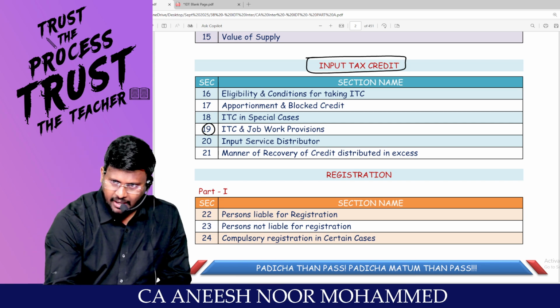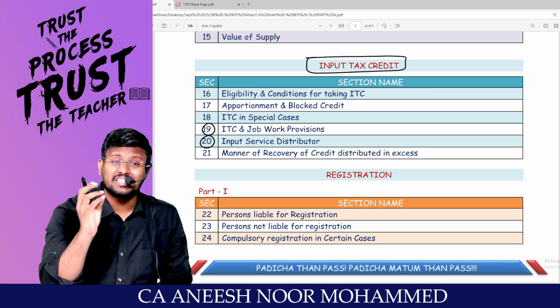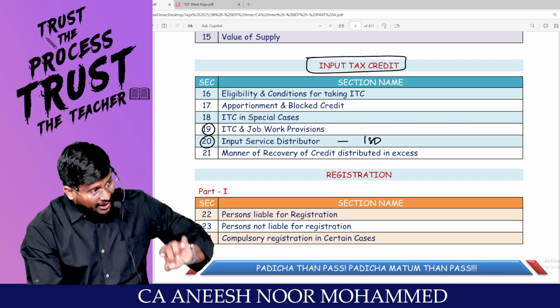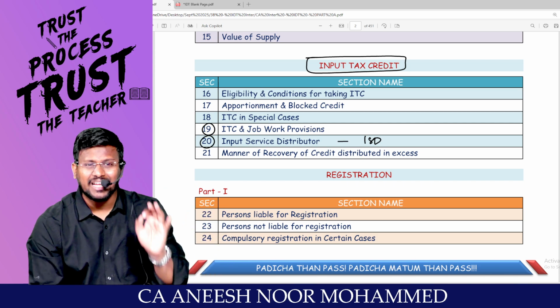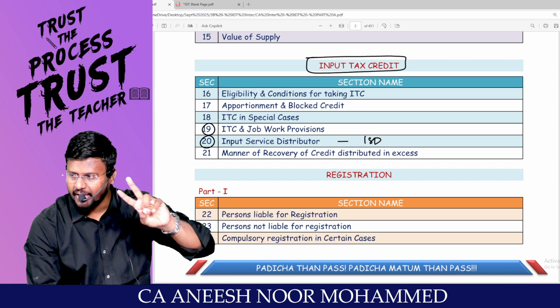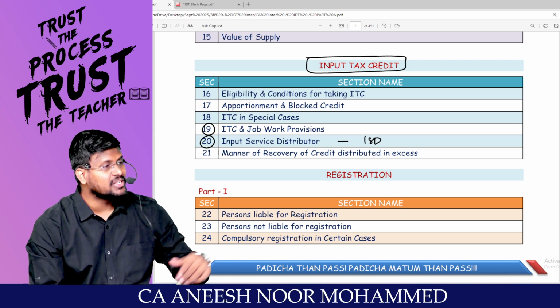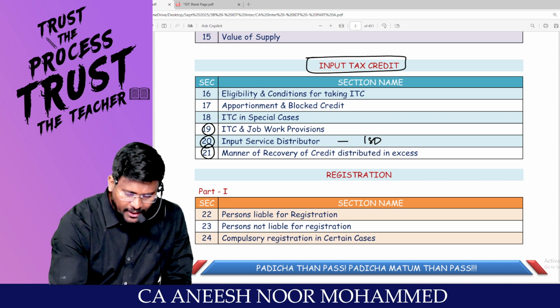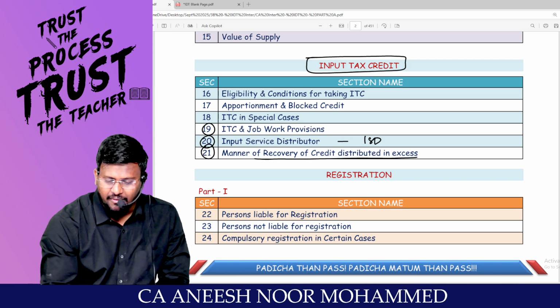In the same way, there is a person called an input service distributor. There is a concept called input service. When can he take ITC, and what are the conditions he is supposed to satisfy? All those things are specified in section 20, input service distributor. Section 21, manner of recovery of credit.